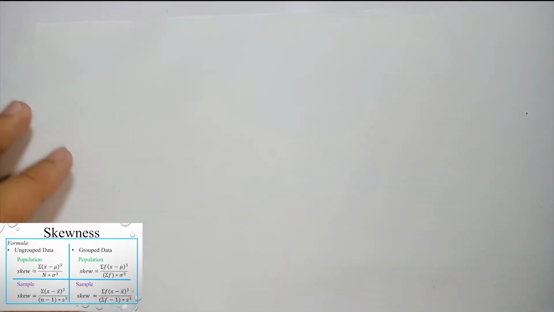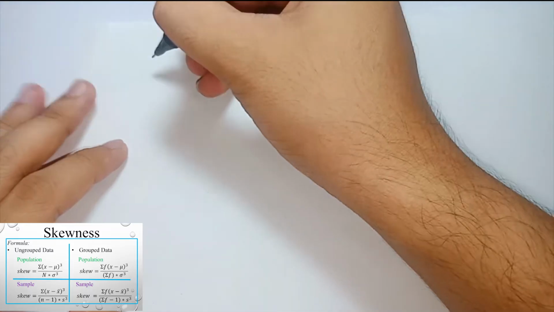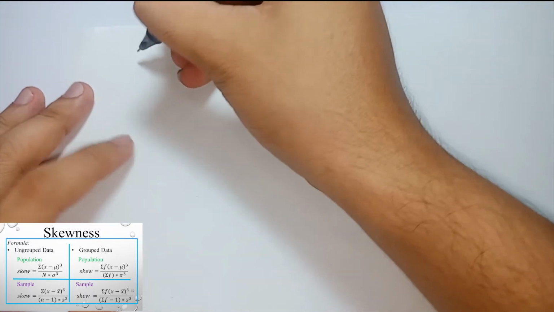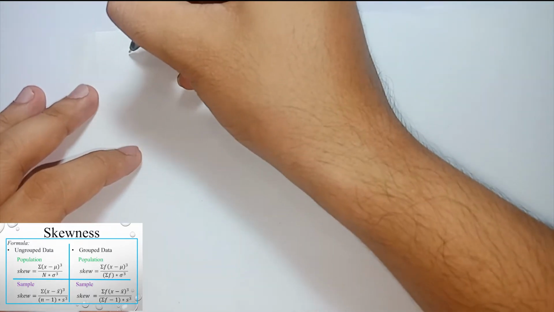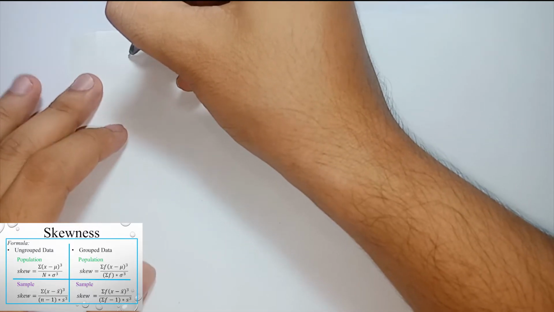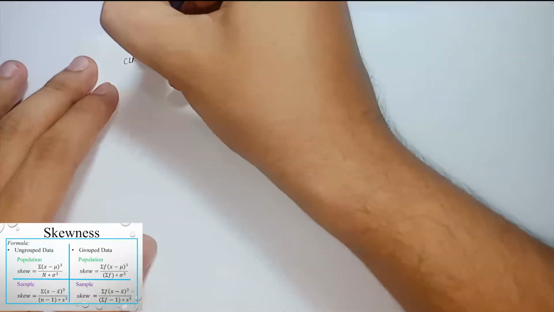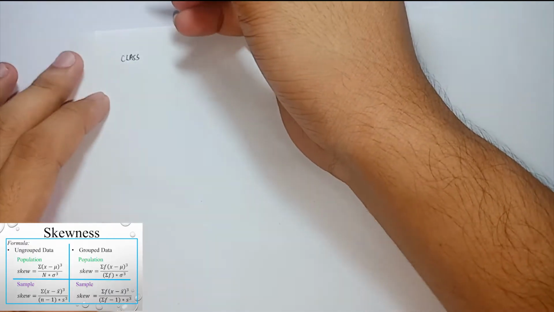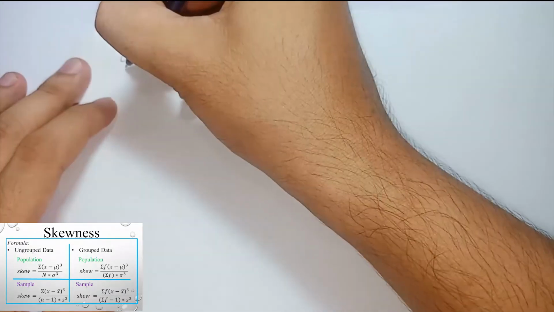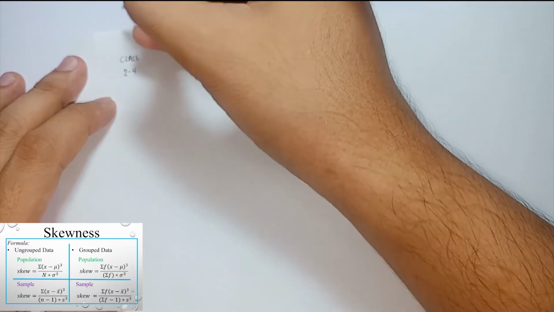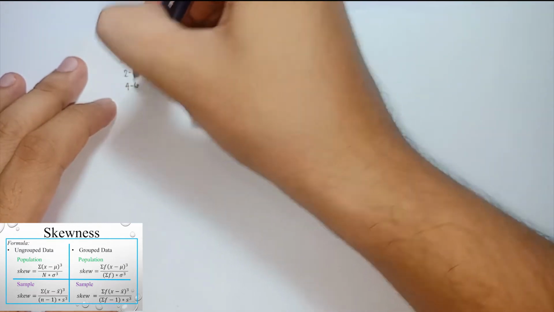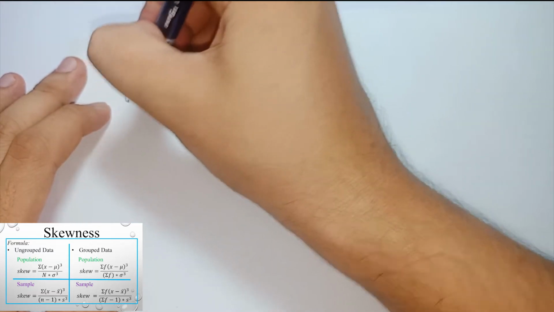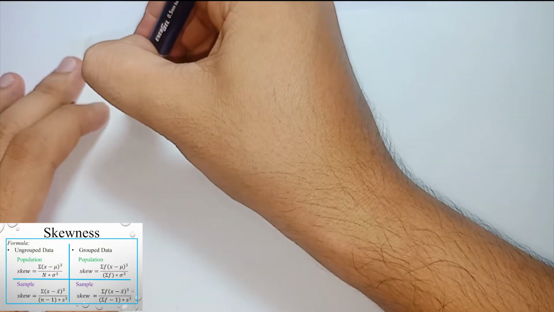So ngayon, sa pag-solve ng skewness and kurtosis, gagawa tayo ng table. Okay? So, gawa tayo ng table dito sa ating papel. So, yung first column natin is yung class. Dito natin kukuhanin yung ating x value. So, yung class is 2 to 4, 4 to 6, 6 to 8, and 8 to 10.